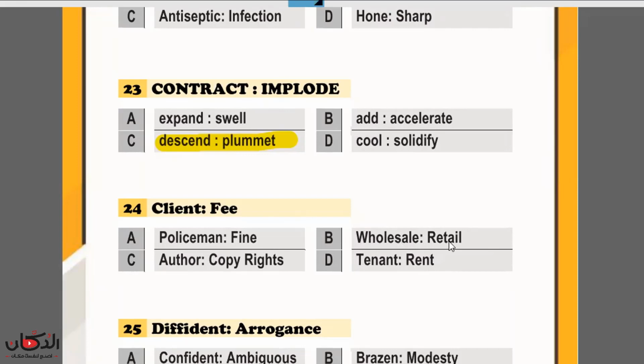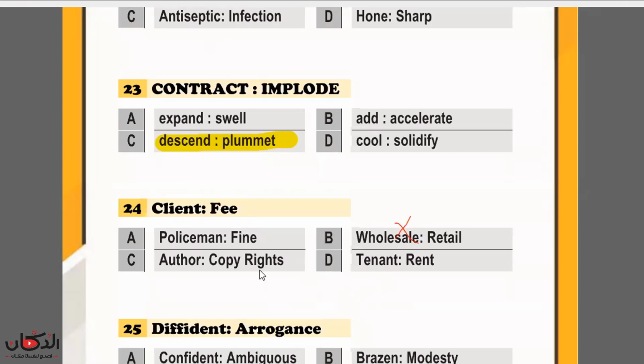Maybe wholesale and retail, or okay. Can we exclude tenant and rent, isn't it? Exclude or remove the wrong answer? I think that's not D, it's D. Yeah, tenant, it's rent. D. Okay.